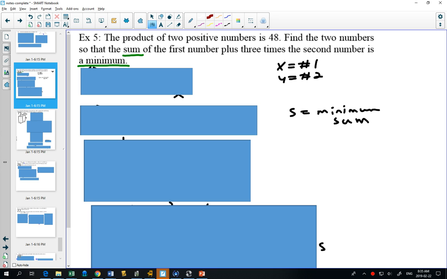Now, the rest of the information, we have two numbers, so we could start off with an x and a y for our two numbers, but we'll need to make that sum equation only have x in it in the end. So we only have one variable, then we could graph it, then we could take the derivative, then we could find the minimum.